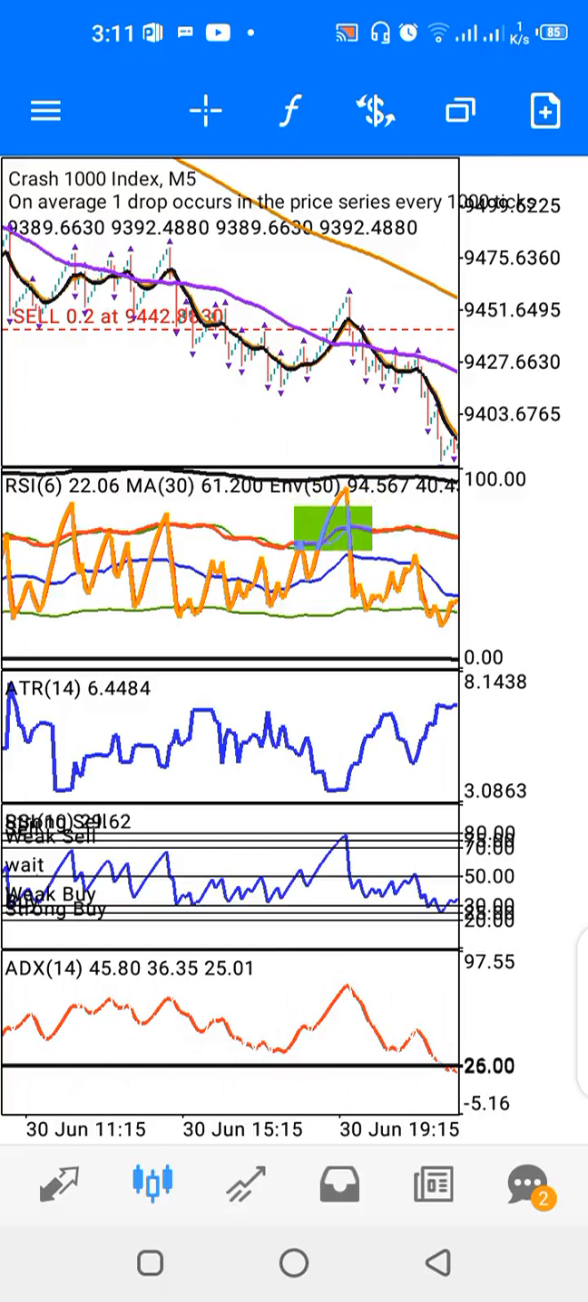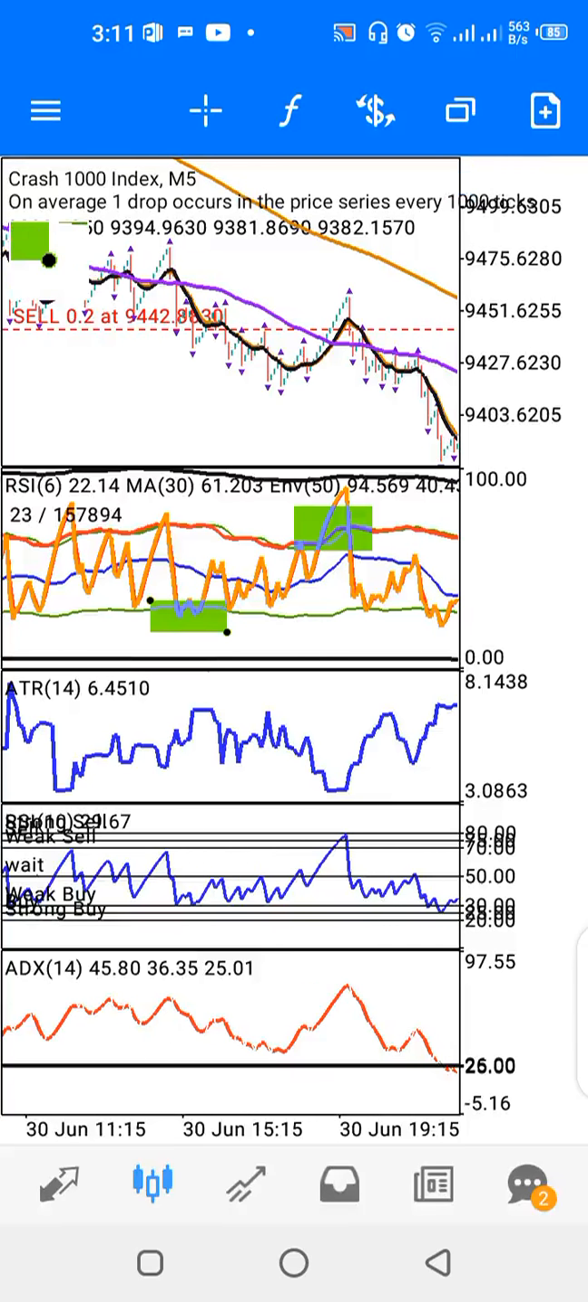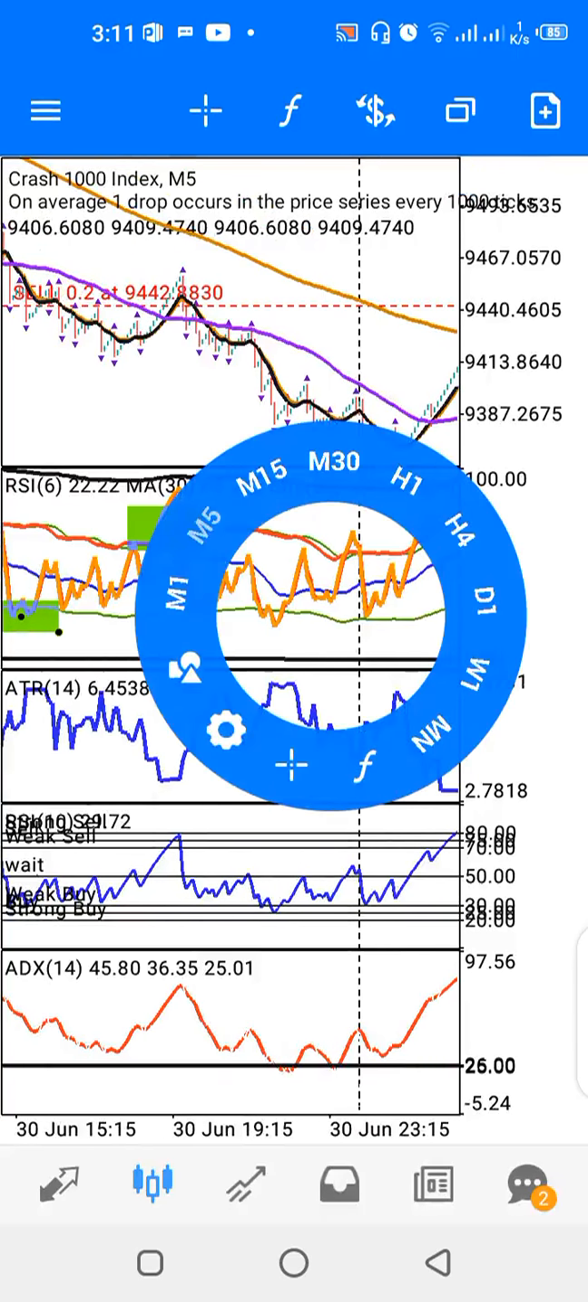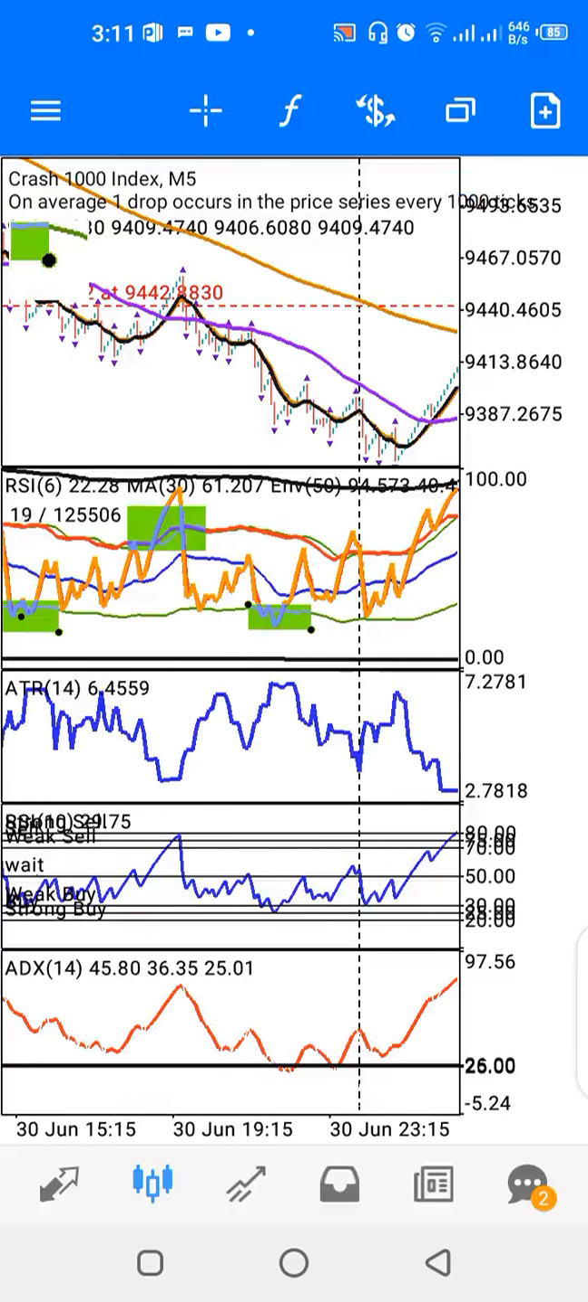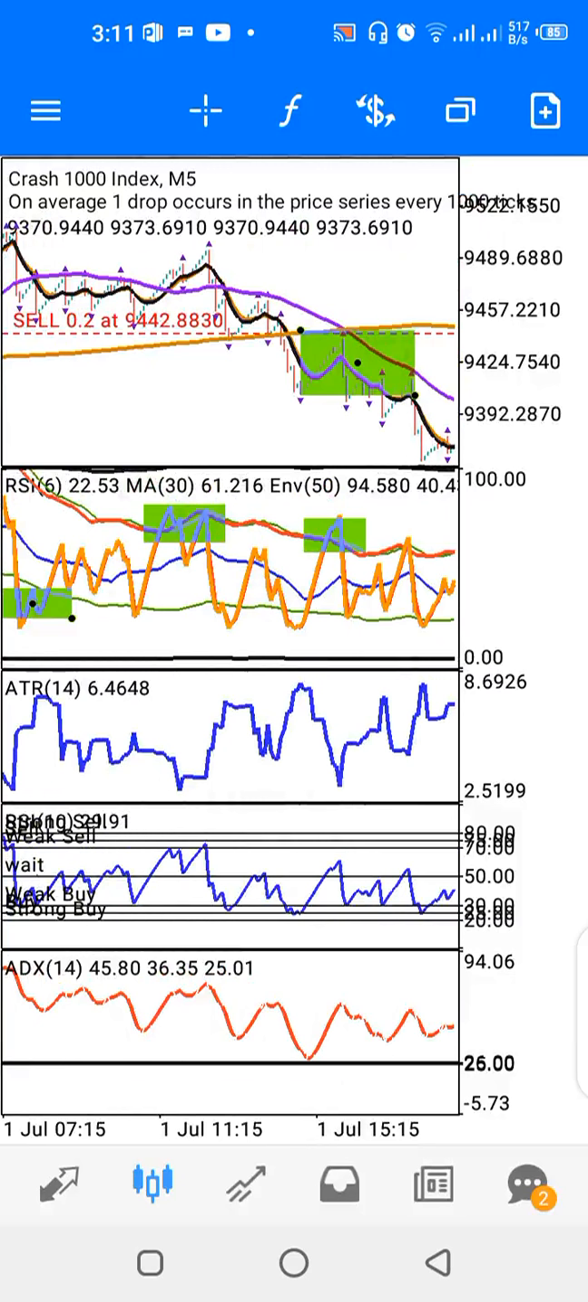Now this is for crash index. For boom index, the reverse is the case. For boom index, look for buy opportunity when it drops below the lower envelope band and starts to go up. So that's how to use the indicators on indicator window 1 to generate signals.